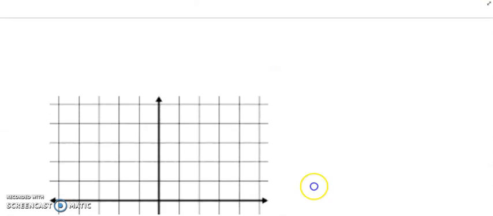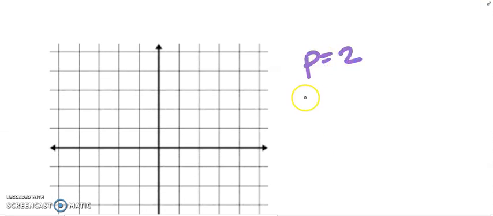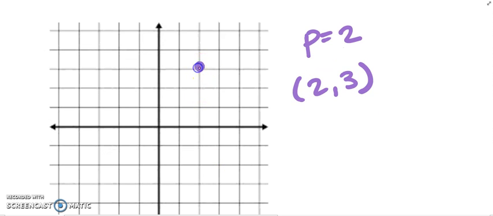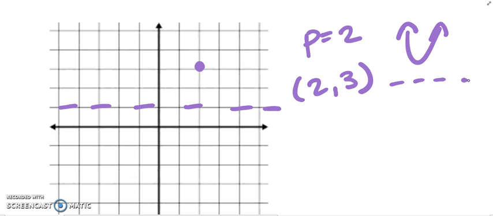That's what we need. P is 2, vertex is 2, 3. So I'm going to go to 2, 3. That's my vertex. Which way is it opening up if it was an x squared? Up. So if it's opening up, where do I go to find my directrix? Down 2, because P is 2. And it's opening up and the directrix is below it. Above it, right. My foci will be here.